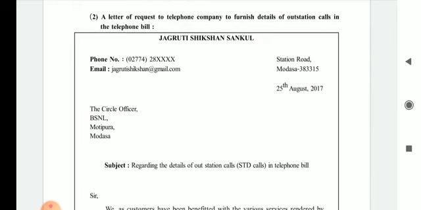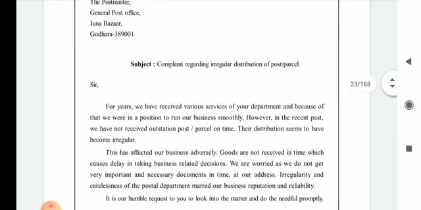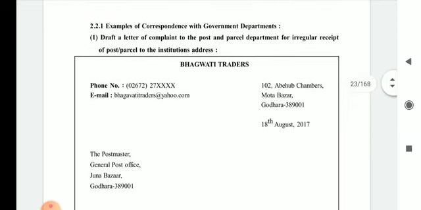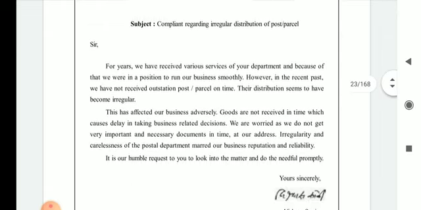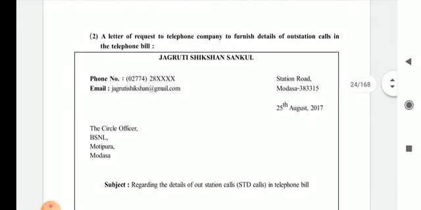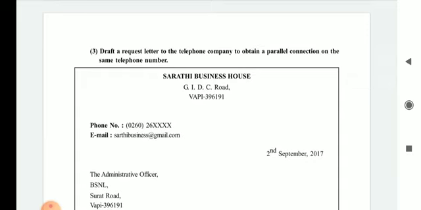that they want details of the outstation calls from their regular numbers. So they want to keep their records, and they demanded the same. And the previous letter is complaining about the non-delivery of the parcel at the registered office of the company. So these two letters we have learned, and now we are going to start some other letters.